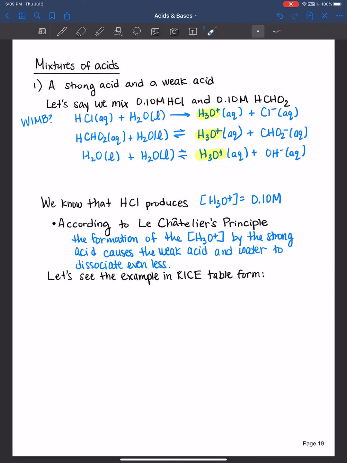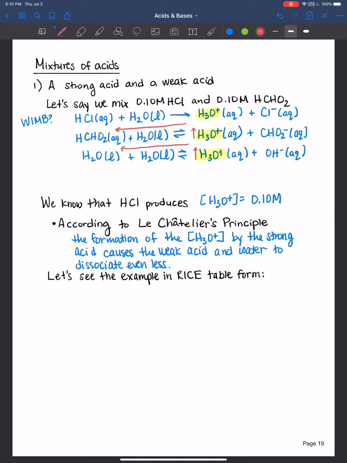So imagine your beaker, right? This HCl is a strong acid. It's completely dissociating. We have all these hydronium ions in solution. And so therefore, if you look at the equilibrium of the formic acid, we're increasing the concentration of the hydronium ions, which shifts the equilibrium based on Le Chatelier's principle to the left, right? It suppresses the equilibrium for the formic acid. It does the same for the autoionization of water.